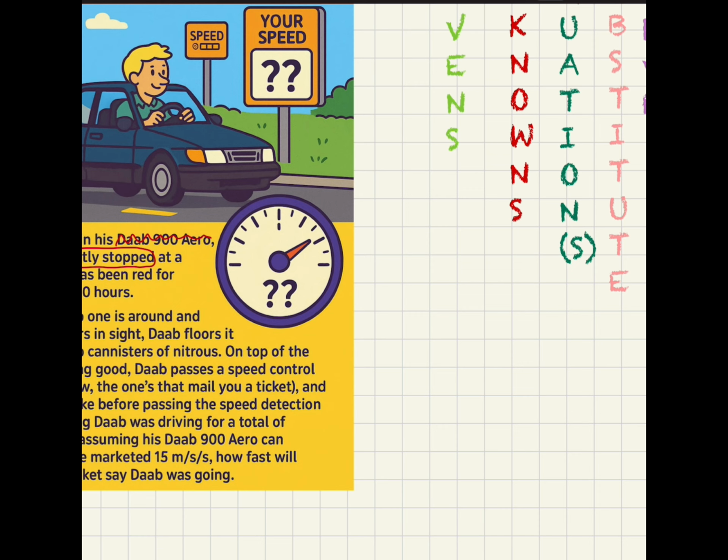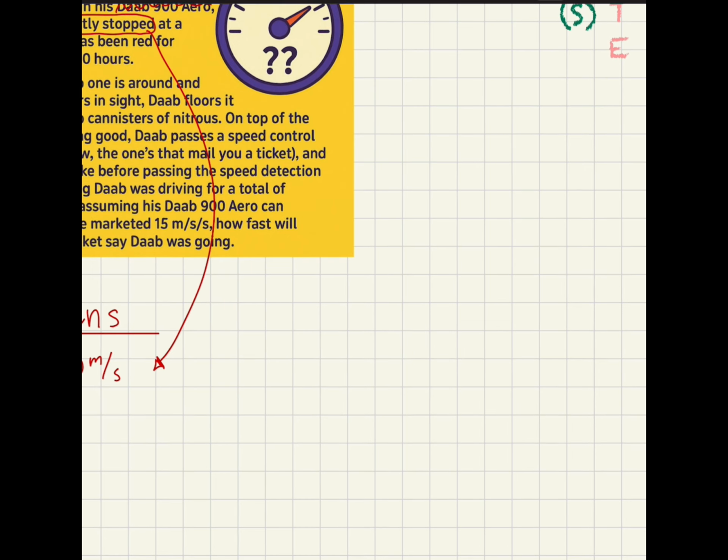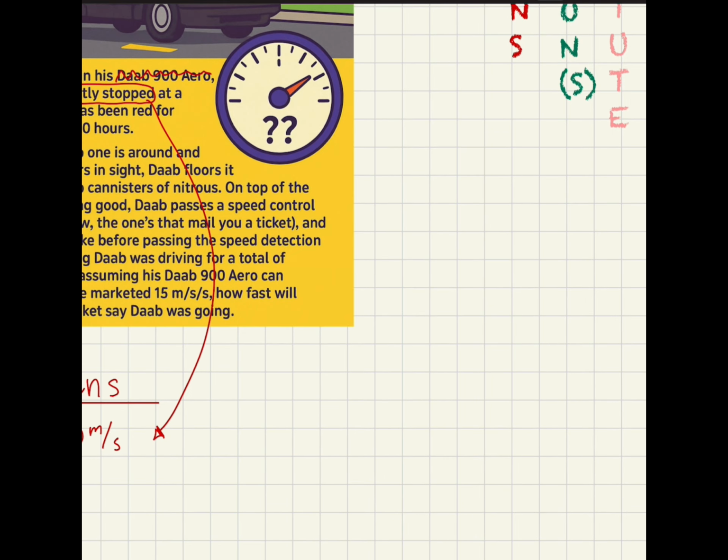So that would mean that in my givens, let's see if we can keep this pretty enough here. We know that my initial velocity, or v naught, or v_i, whichever one you want to use, is 0 meters per second. And that's because he is currently stopped. That means that I am not moving initially. When we start this problem, we start before I speed and do all my stupidity with my nitrous, I'm initially stopped. So I have an initial velocity of 0 meters per second. You can see that I'm at a red light that's been red for what feels like 10 hours.